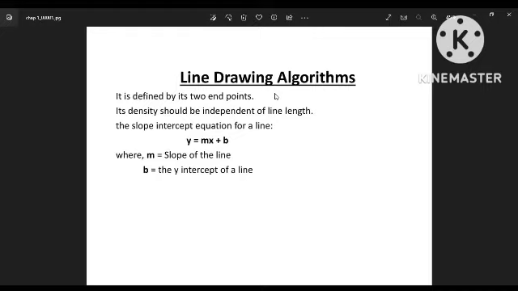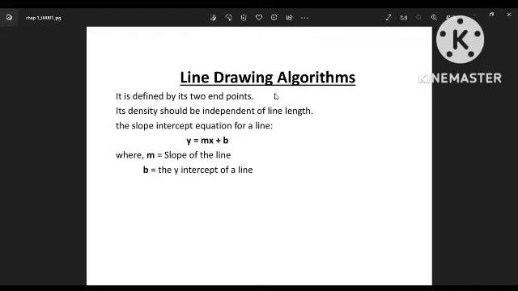Basically, these coordinates tell us the line's starting point and the line's ending point. According to this concept, a line is defined by two endpoints, the beginning point and the end point. Its density should be defined independent of the line length. For example, start from 0, 0 and end at 50, 50. Depending on the points, we have to draw a straight line.